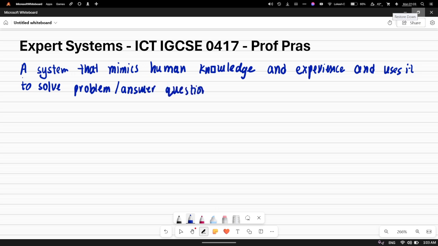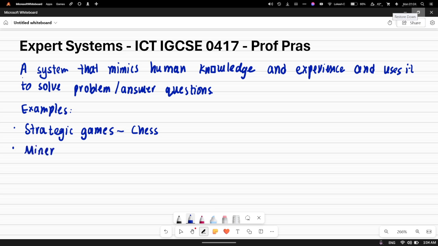Now, what are some examples of the use of expert systems? Usually they ask you for two of them, which you can give. The recent one said strategic games, but even if you mention chess, I'm sure it will allow it. So let me just write chess. Then we also have mineral prospecting. We have oil prospecting.